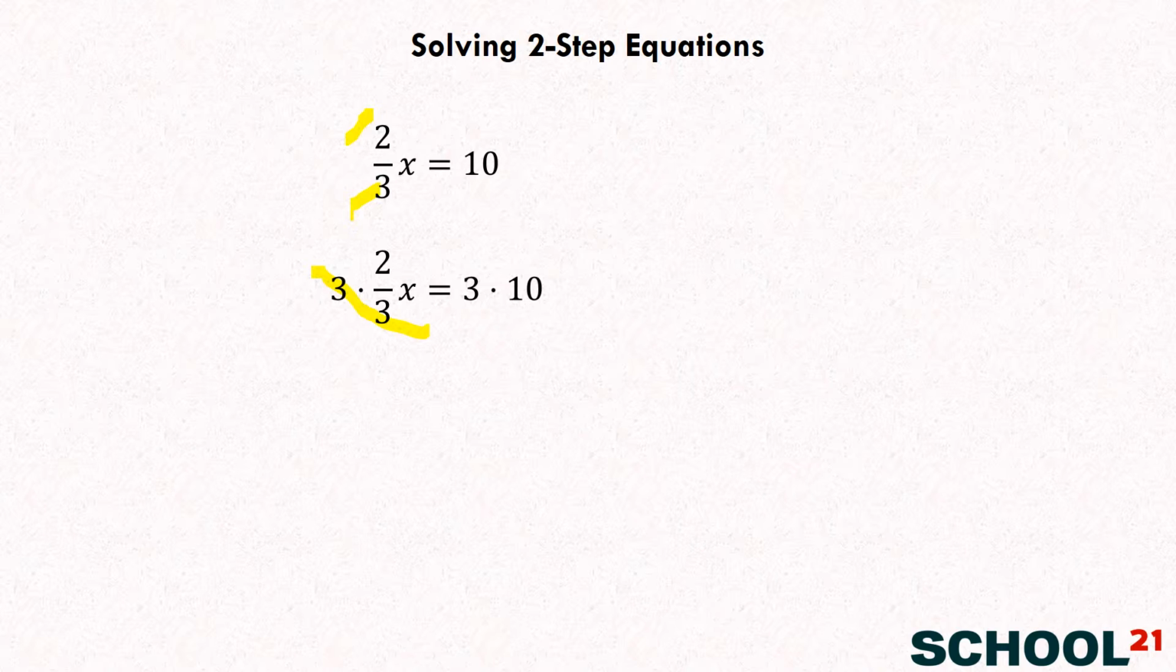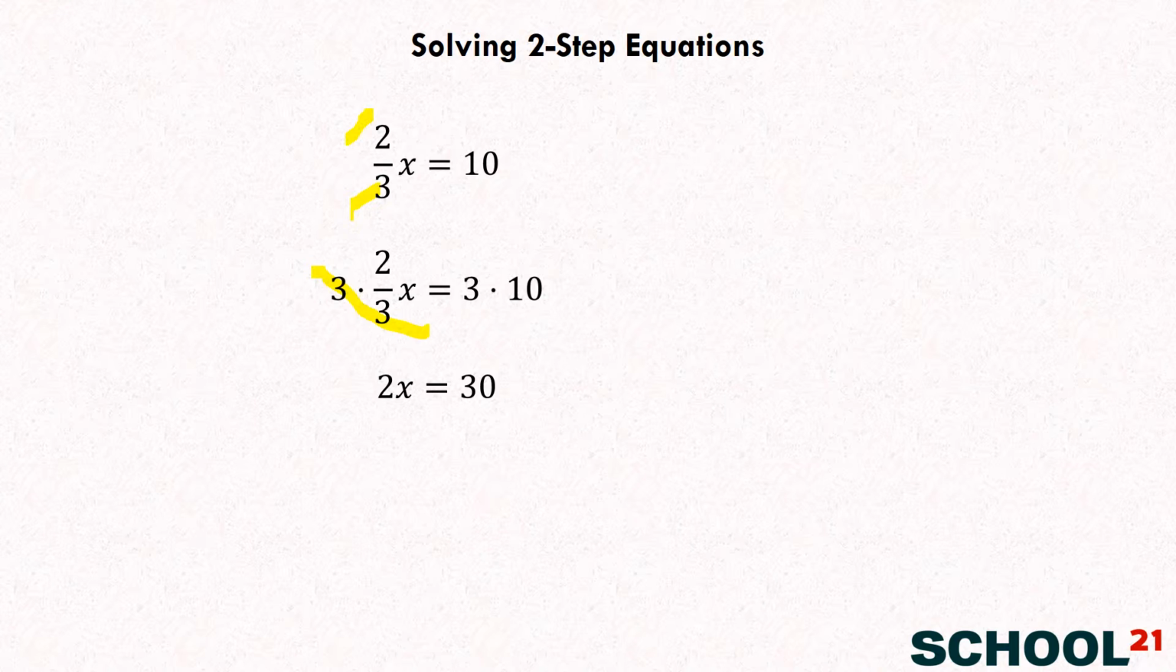So on the left-hand side, what will we have, Olivia? 2x. And on the right-hand side, we'll have what? 30. Good. So now we have 2x equals 30. So this is looking a little bit simpler. Now what's still bugging us? What's in the way of x equals? The 2. And what's the 2 doing to the x?